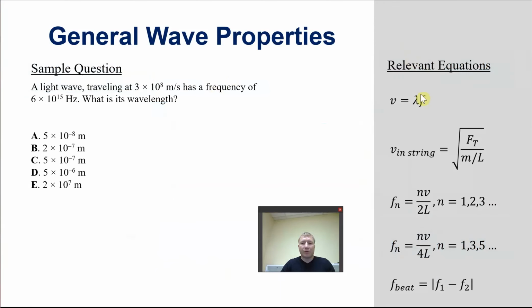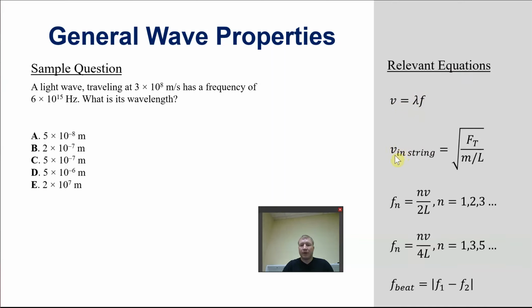So general wave properties. First of all, you should know the relationship between speed of propagation, wavelength, and frequency. And remember, the speed of propagation can change only if you change the medium, and the frequency can change only if you change the source.